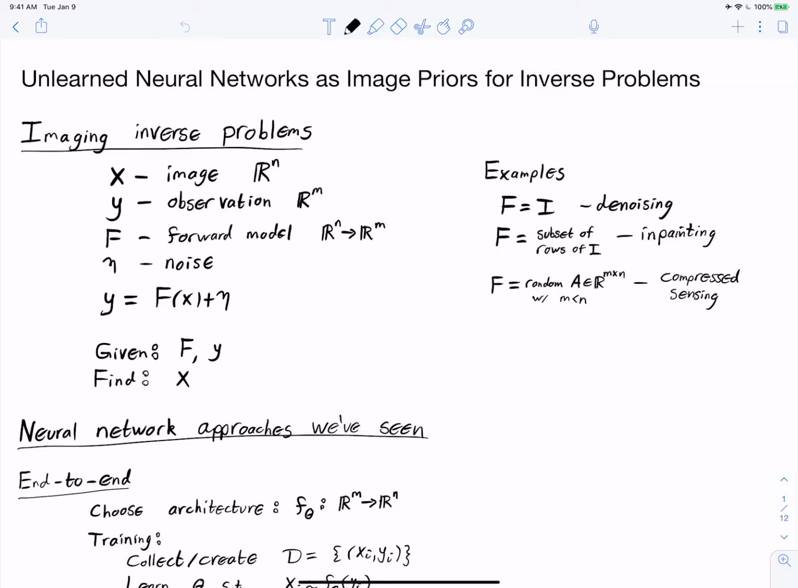We've seen a couple of examples of these problems. If F is the identity, then this problem would be called denoising. If F is a subset of the rows of the identity matrix, then this would be an in-painting problem, where you're filling in missing pixels of an image. And if F is a random matrix that's m by n, where m is less than n, then we might call this compressive sensing.